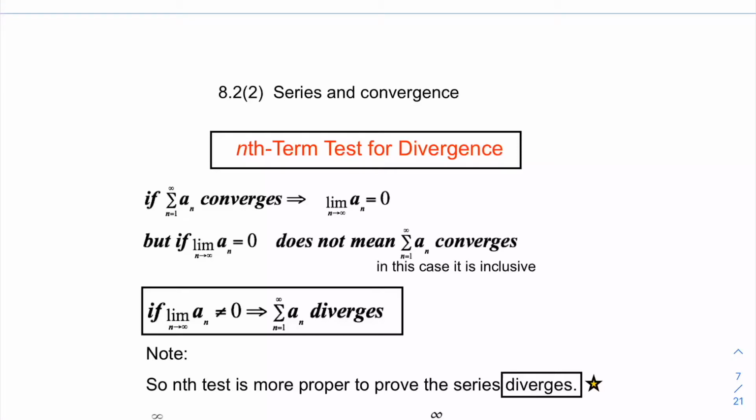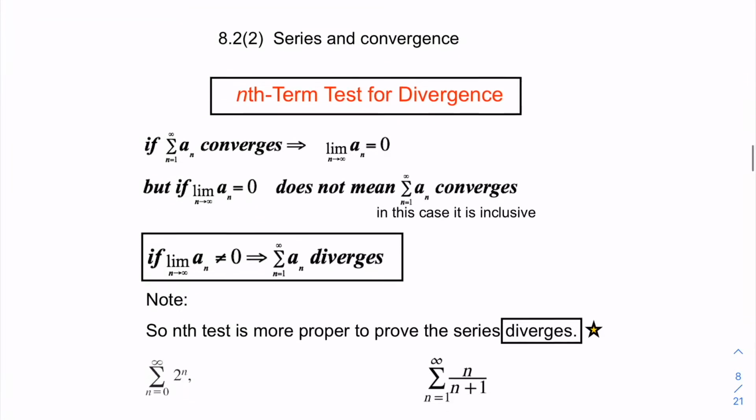Today we are going to go over the second part of 8.2. In the first part, we learned the telescoping series and geometric series and also the definition of convergence of series. In this lesson, 8.2 part 2, we are going to go over the nth term test for divergence.